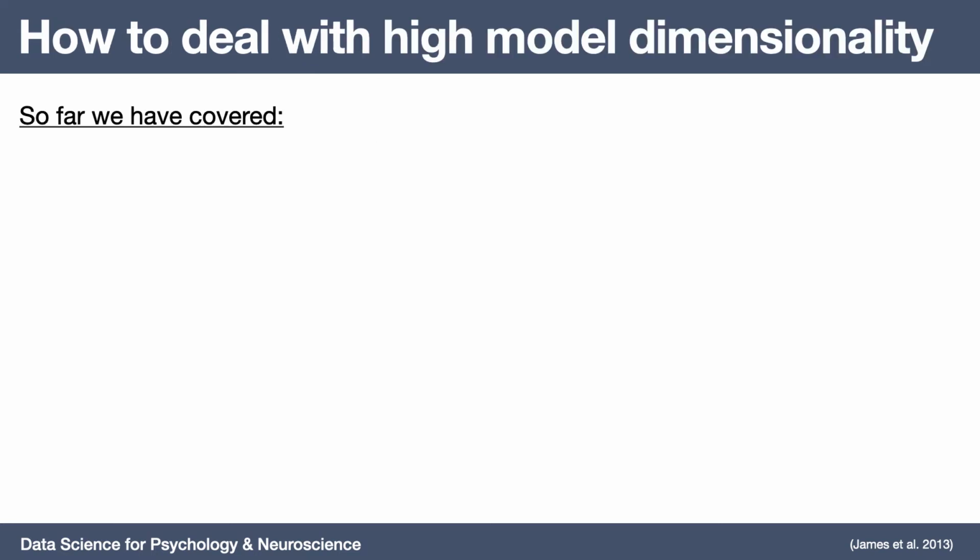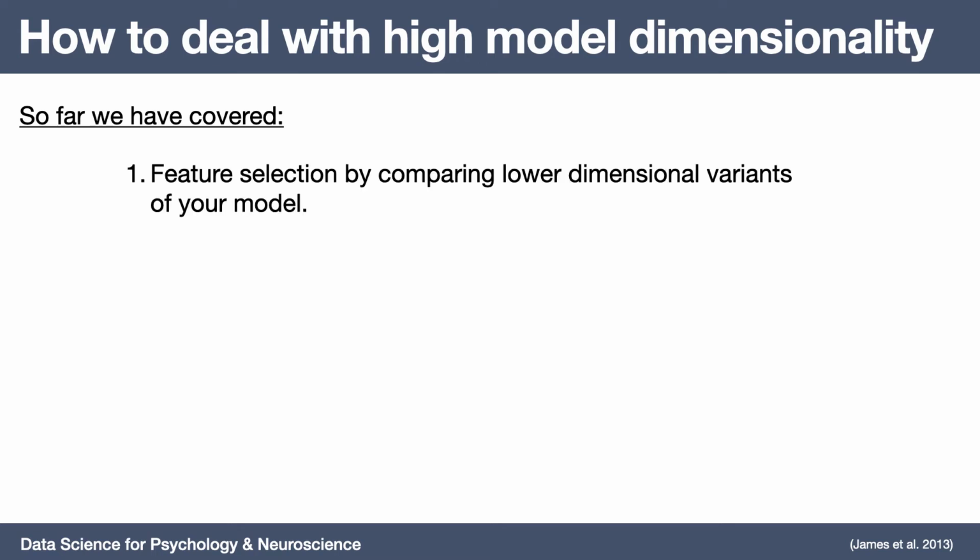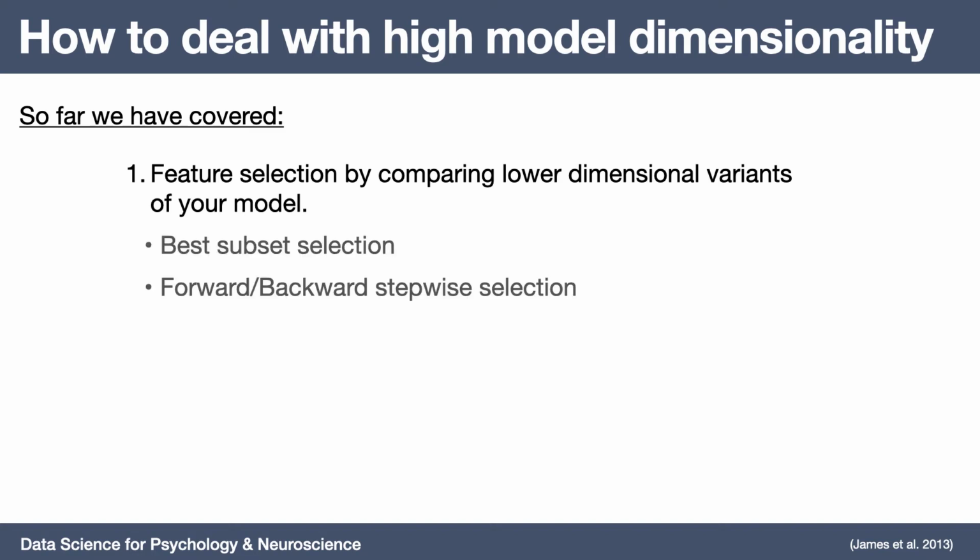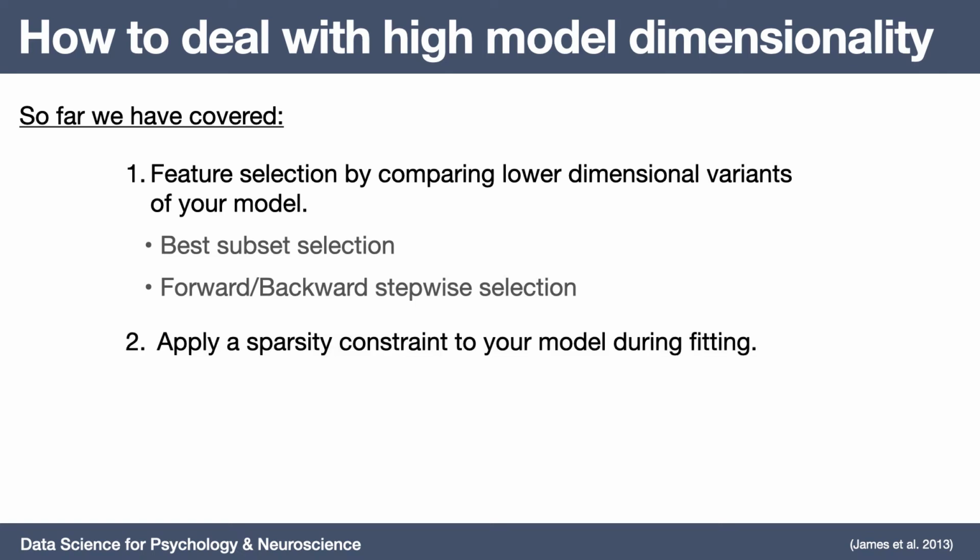In prior lectures, we went over reducing the dimensionality of your model by doing feature selection. So for example, best subset selection or stepwise selection routines where you compare in a competition the fit of different models with different numbers of parameters, typically using bias-adjusted criteria. We also went over ways of using sparsity constraints during the model fitting process itself, with ridge regression shrinking or making more conservative regression coefficient estimates, lasso doing feature selection, and elastic net doing something in the middle.